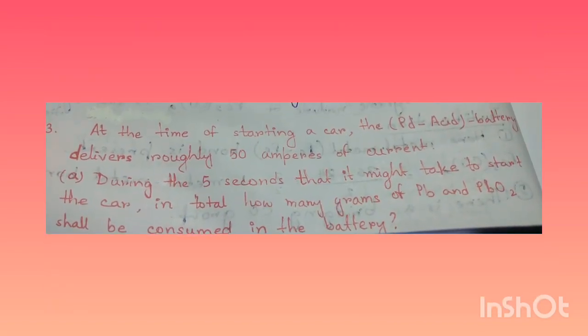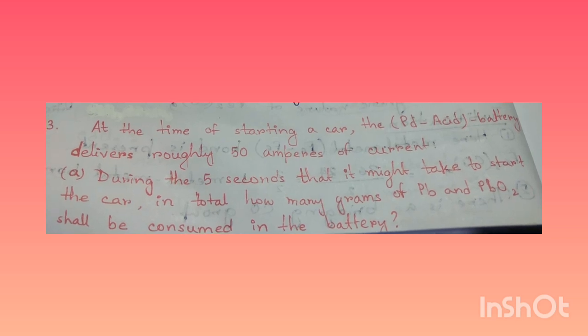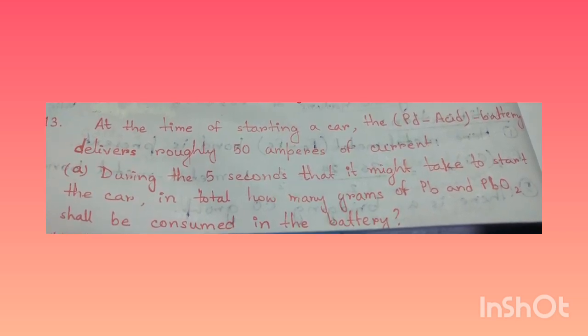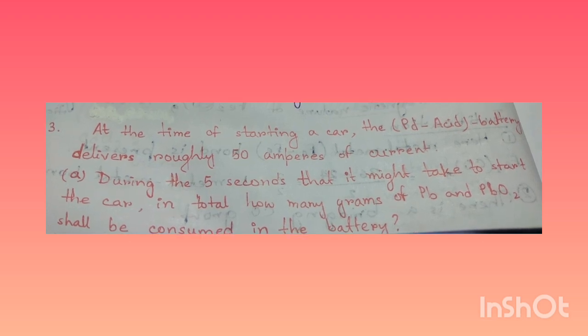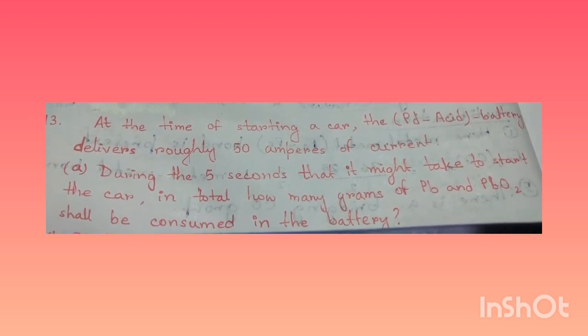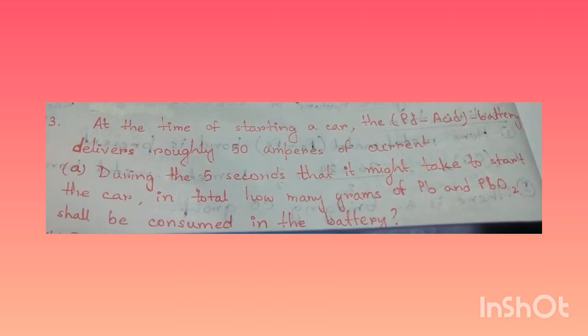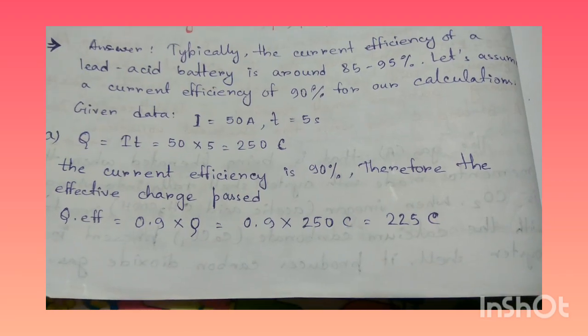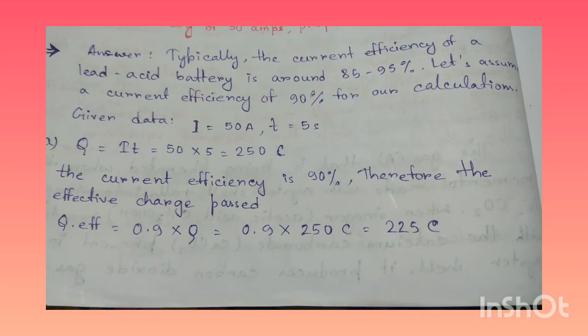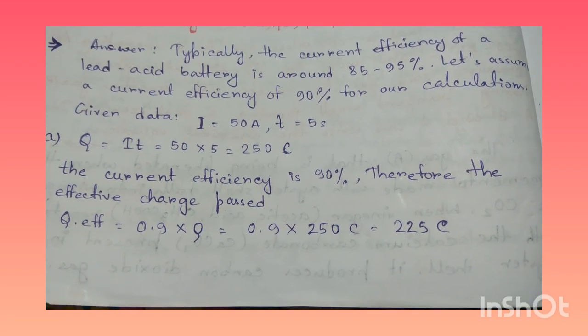At the time of starting a car, the lead acid battery delivers roughly 50 amperes of current. Part A. During the 5 seconds that it might take to start the car, in total how many grams of Pb and PbO2 shall be consumed in the battery? We have to calculate the amount of Pb and PbO2.